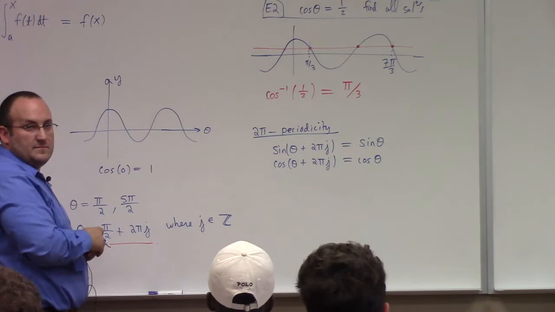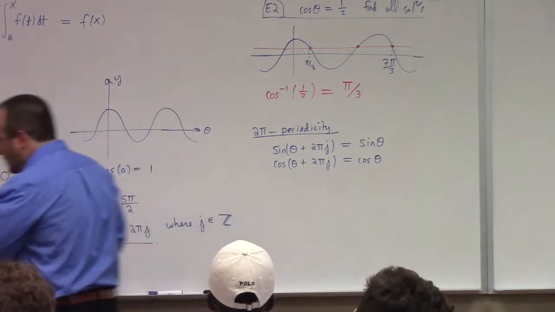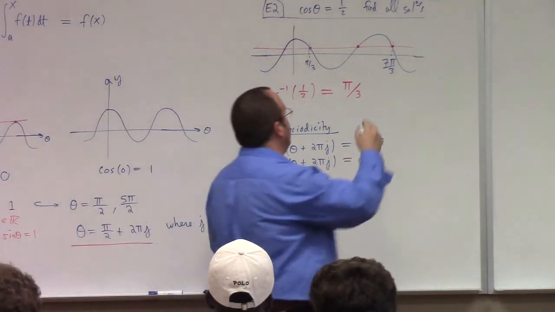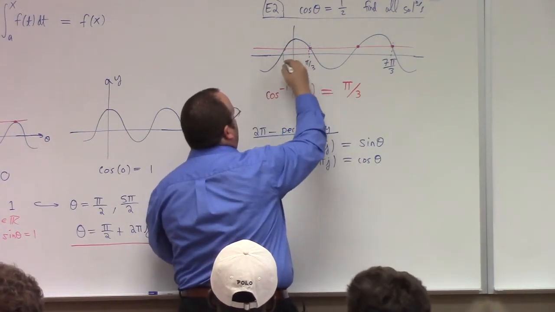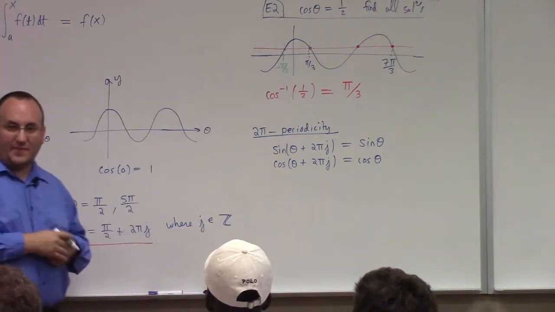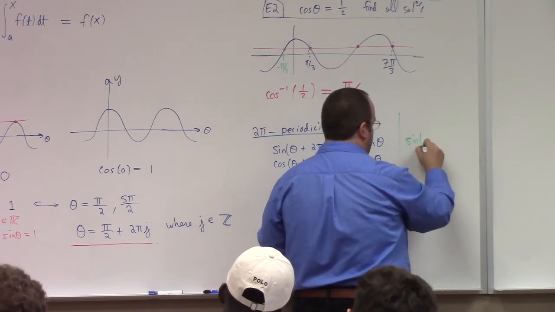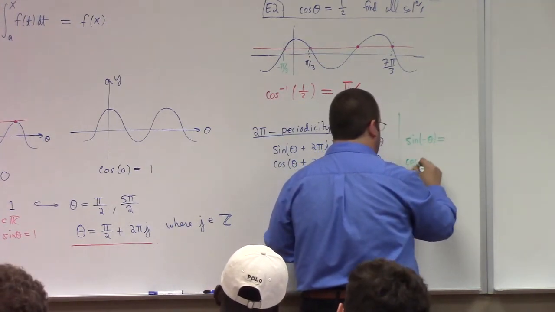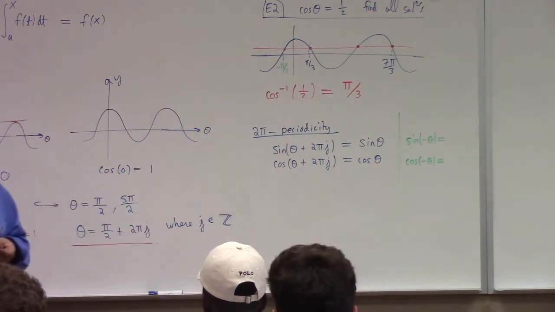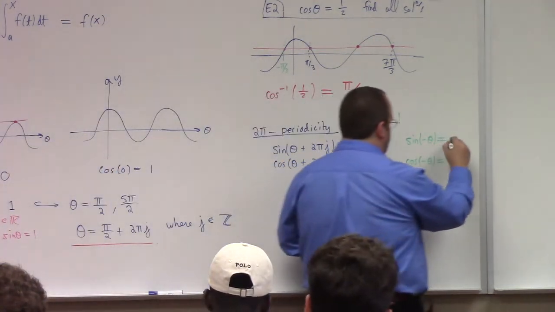But what else is there? Like, what's the other, let me do a different color. What's the other family of solutions? Yeah? Minus pi over 3. How did you know that? What are the other important properties of sine, like basic properties of sine and cosine? How about this? Sine of minus theta is what? Cosine of minus theta is what? Negative sine theta, very good.